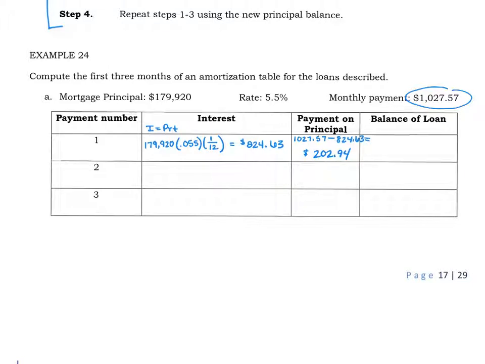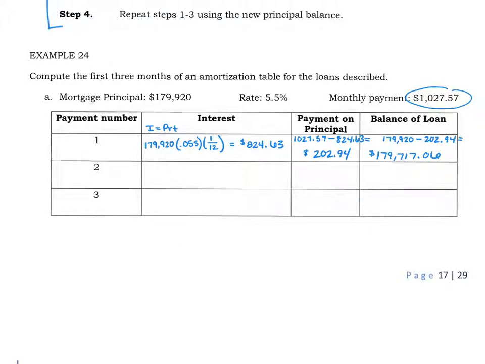So now at the end of month one, your first payment, you now owe the $179,920 minus that whopping $202.94 that went to pay down your loan. You still owe $179,717.06. So again, in this case, it was more than 80% of your payment that went to pay interest. Very little of it actually went to pay down your debt.